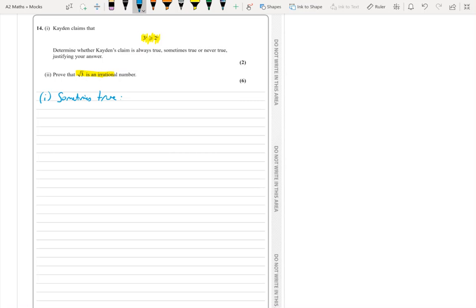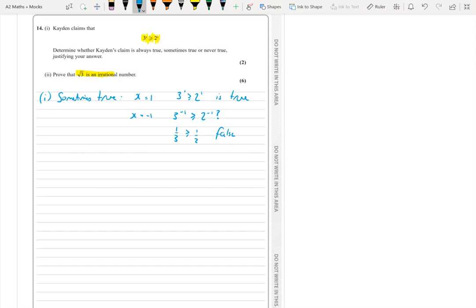And to justify that, we should give one example where it is true and one example where it's not. So I would say if x equals 1, then 3 to the 1 is greater than or equal to 2 to the 1 is true. But if x equals minus 1, 3 to the minus 1 greater than or equal to 2 to the minus 1 is 1/3 greater than or equal to 1/2. That's false. Okay, so sometimes true. We've given one example where it is and one example where it's not.